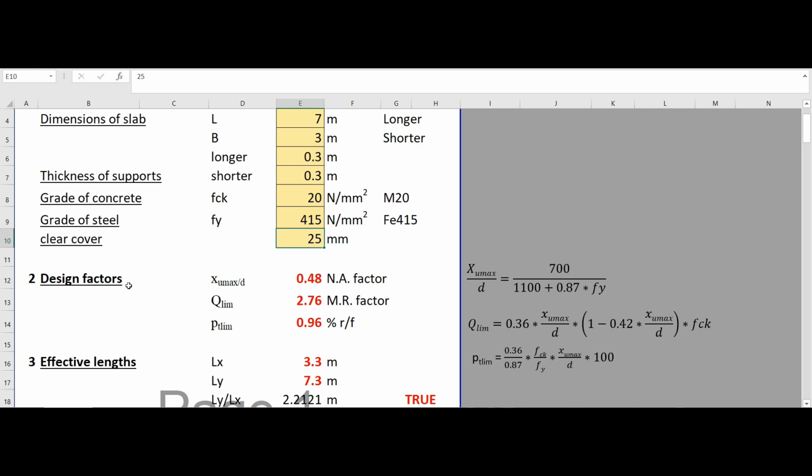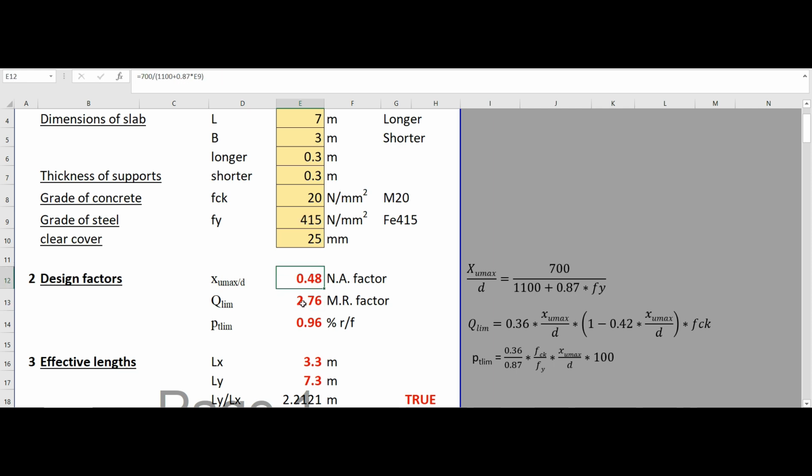So the first step is we will calculate the design factors. The first factor is the neutral axis factor, which is Xu max by d. The formula for Xu max by d is equal to 700 divided by 1100 plus 0.87 fy. Here fy is 415 Newton per mm square. Putting all these values, we get Xu max by d as 0.48.